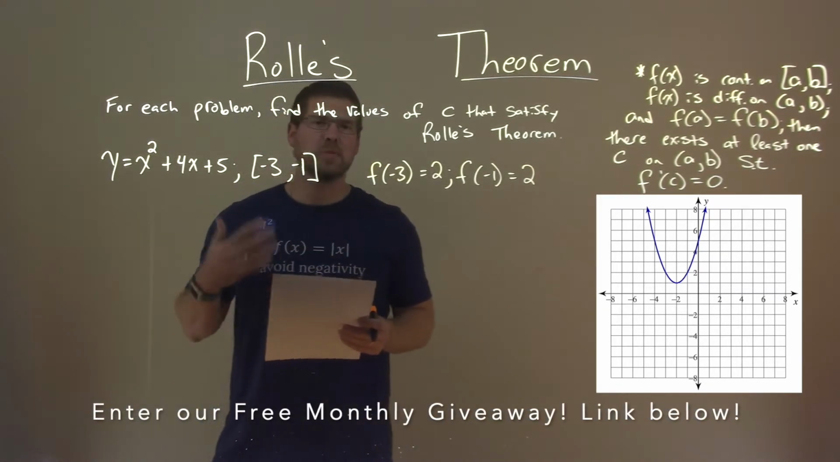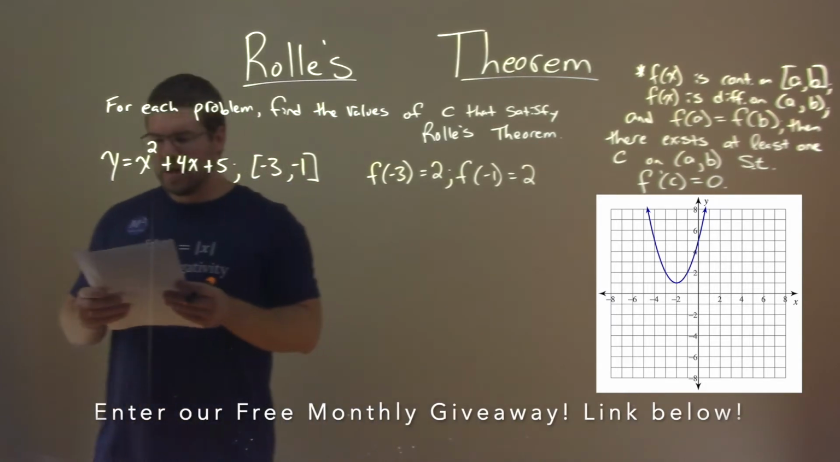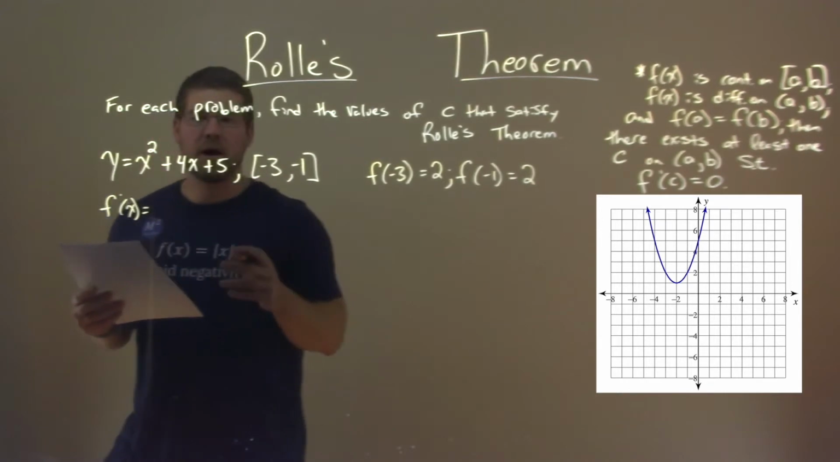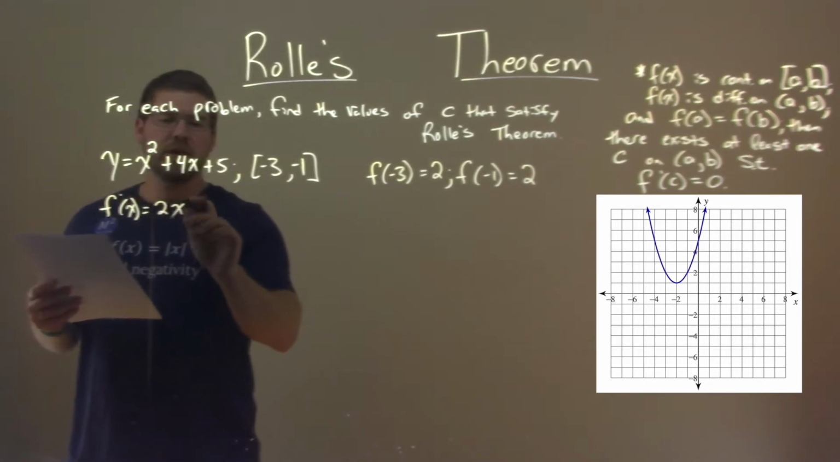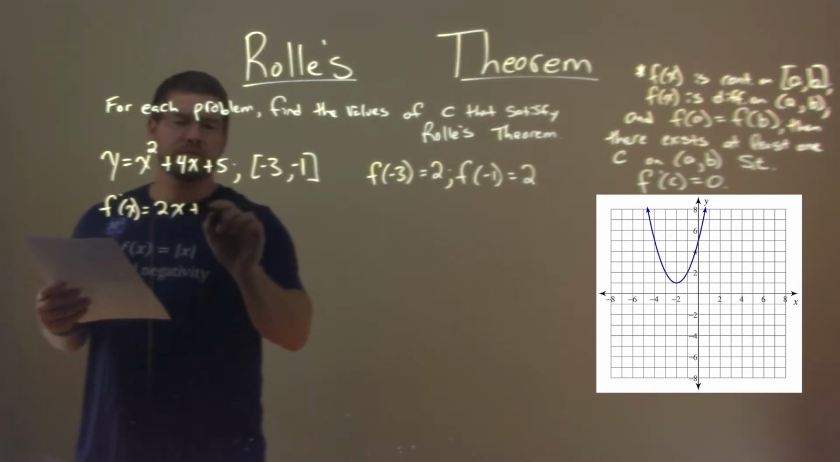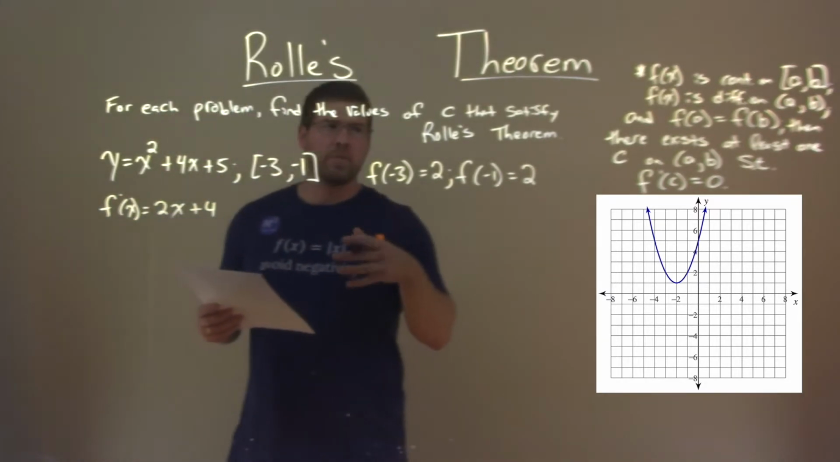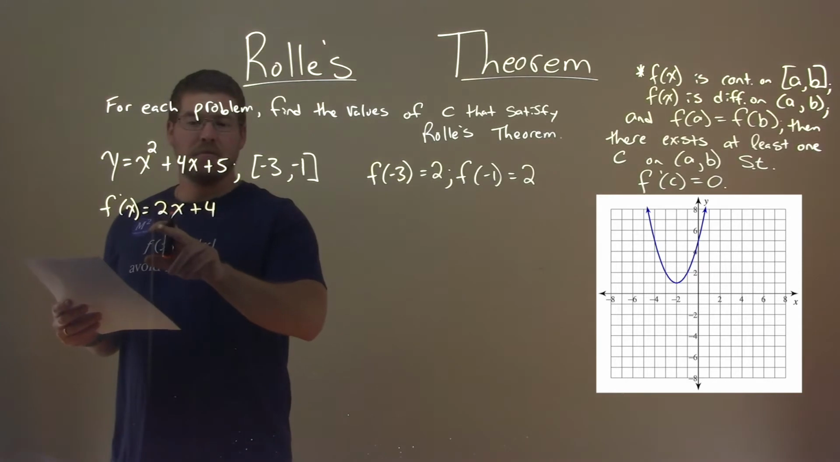So to do that, we first need to find the derivative. Let's go find what f prime of x is here. Now we're going to use the power rule. 2 comes down, and we get 2x to the first power plus, well, just 4. Not too bad here. From there, we're applying Rolle's theorem. We can say f prime of x is equal to 0.